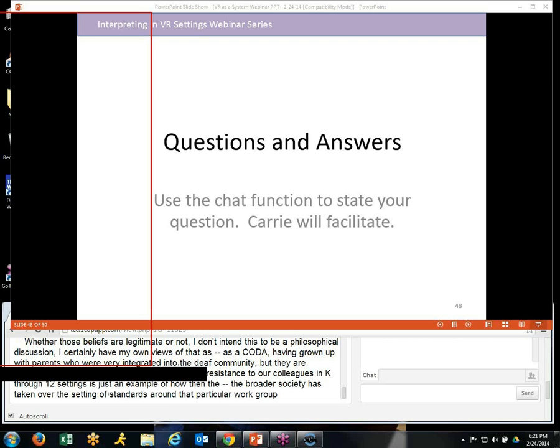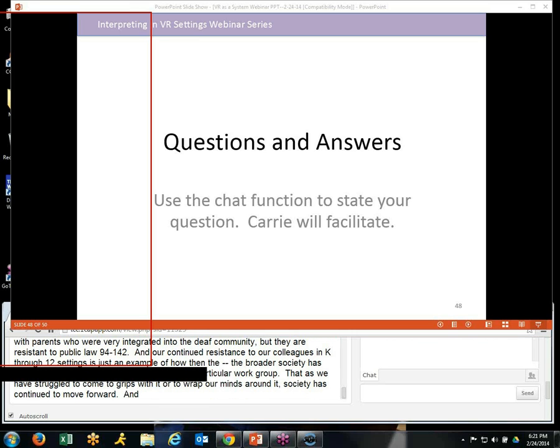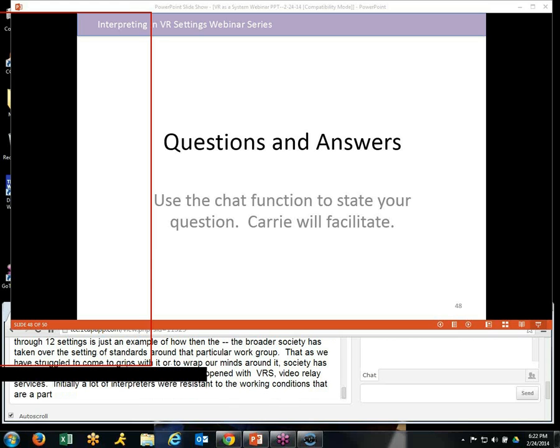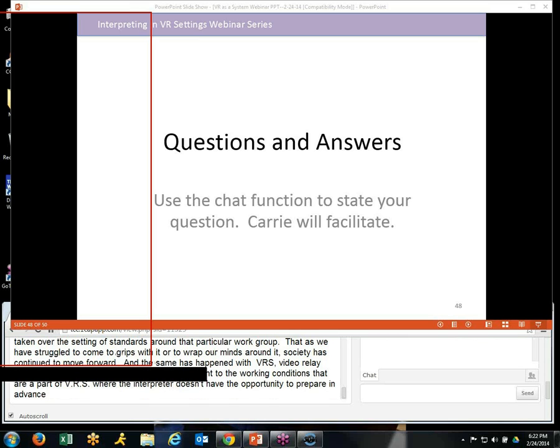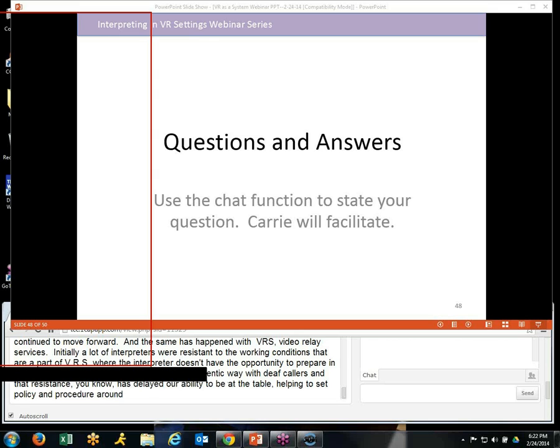As we have struggled to come to grips with it or to wrap our minds around it, society has continued to move forward. And the same has happened with VRS, video relay services. Initially, a lot of interpreters were resistant to the working conditions that are a part of VRS, where the interpreter doesn't have the opportunity to prepare in advance or to negotiate information in a more authentic way with deaf callers. And that resistance has delayed our ability to be at the table helping to set policy and procedure around how that's going to process.